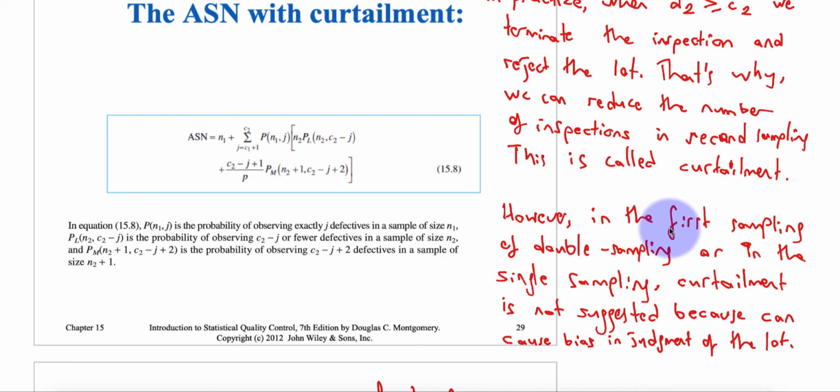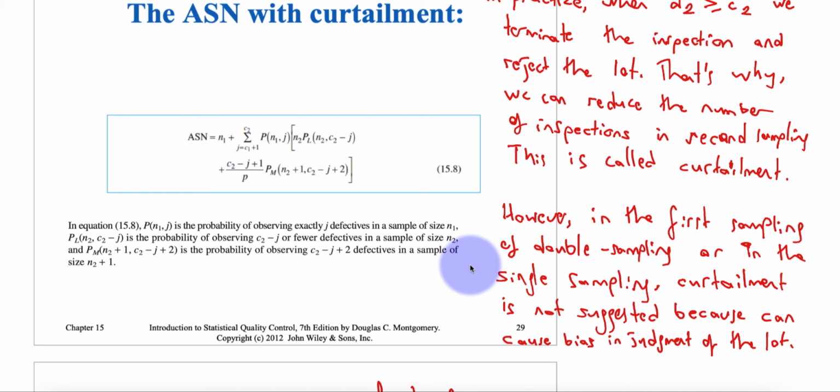However, in the first sampling of double sampling or in single sampling, curtailment is not suggested because it will make prejudice to the lots and the supplier. For example, you have taken a sample size of 100 and you started the inspection. You have selected one item and it is defective and put it on the shelf. And then you take another item from the sample and it is also defective. And you put it on the shelf, let's say. And then you take another sample and it is also defective.